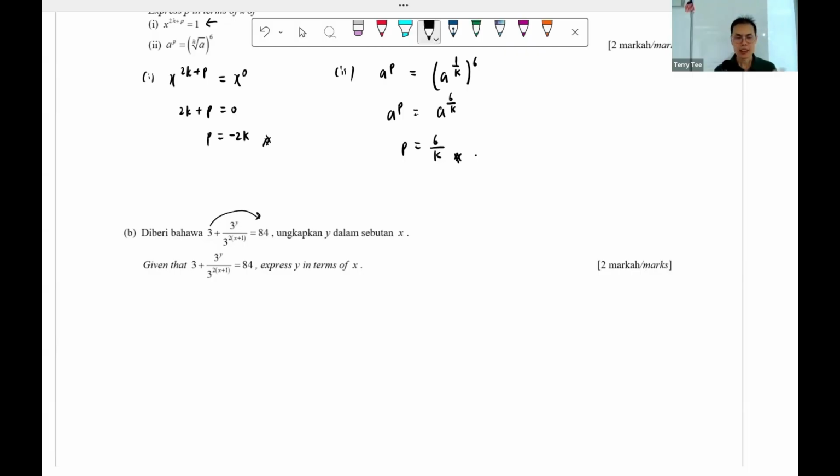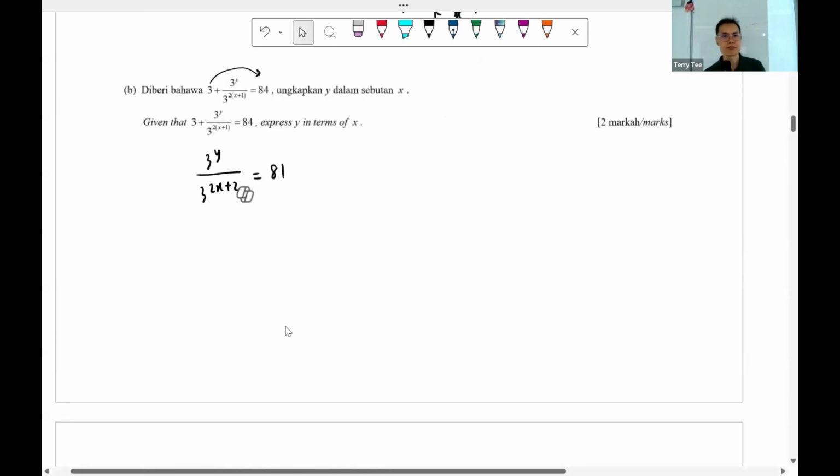gives us 81. At the same time, maybe I expand this bracket first. 3 power y divided by 3 power 2x plus 2. The result equals 84 minus 3, 81. Okay, let's move on a bit.